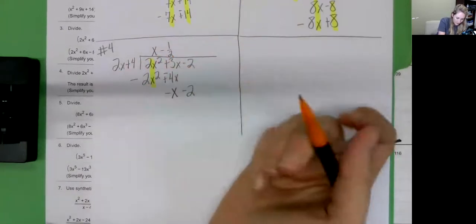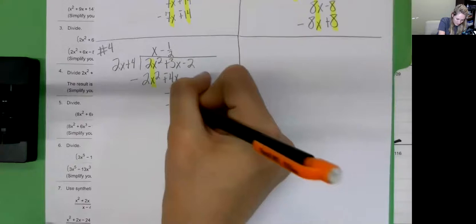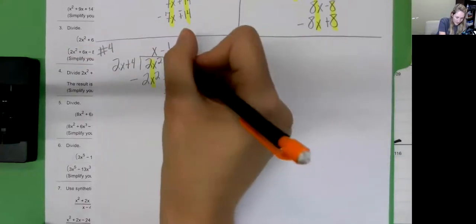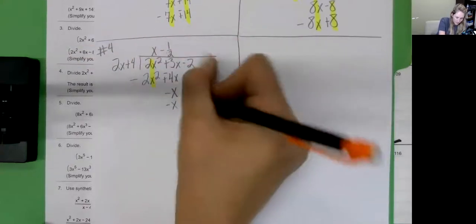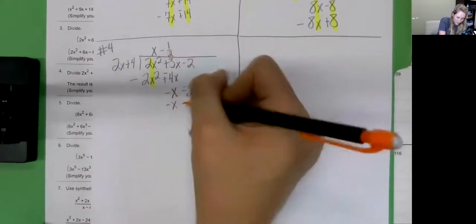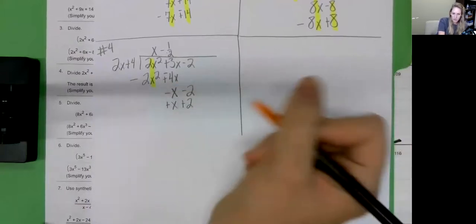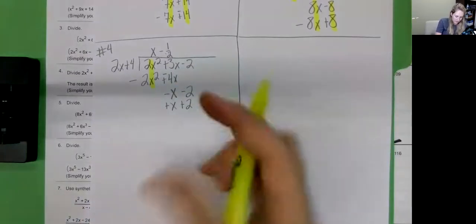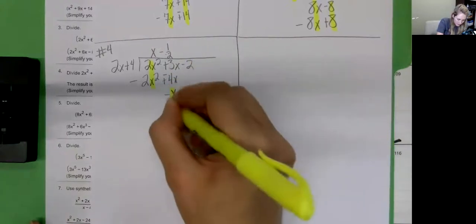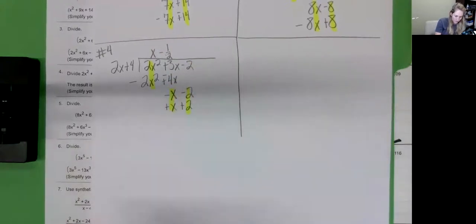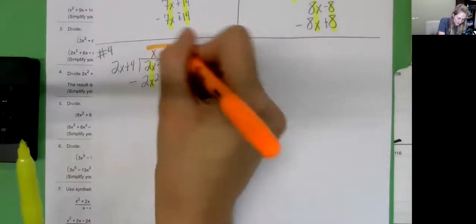So half of 2 is 1, and it's a negative times this. And then negative times positive, so it's going to be negative, and half of 4 is 2. And then we change our signs because we're subtracting it. Negative x plus x is 0. Negative 2 plus 2 is 0. So this would be our answer.